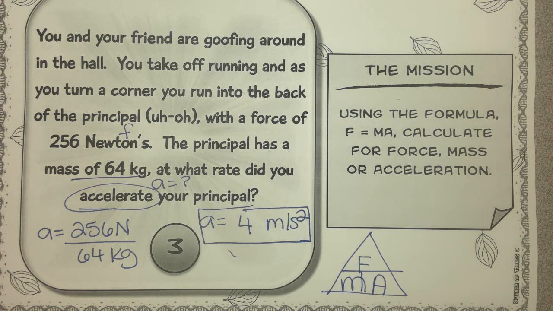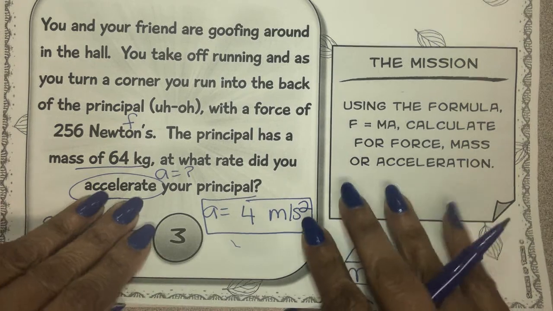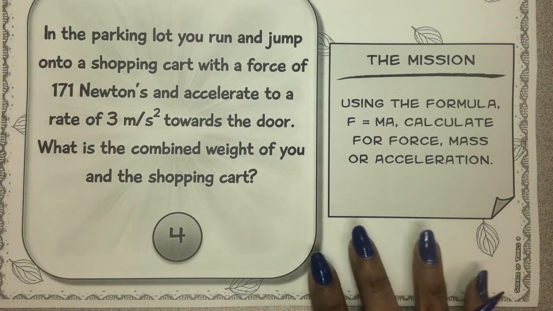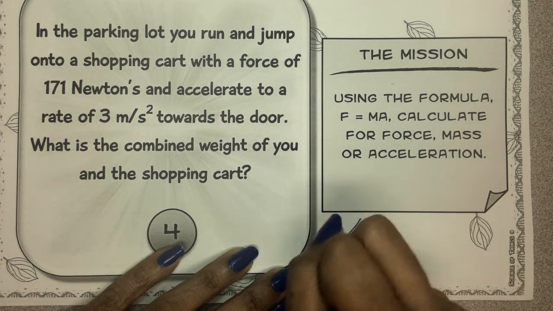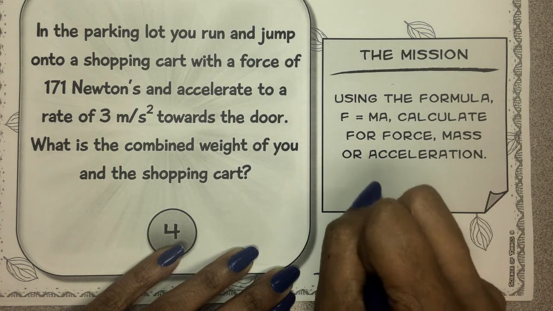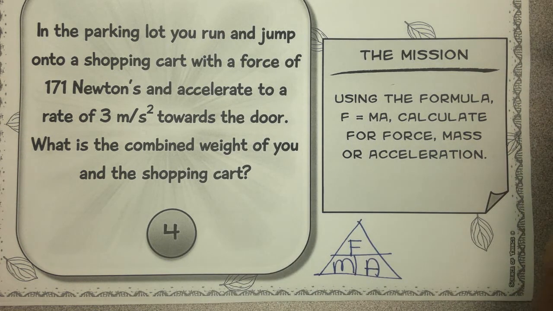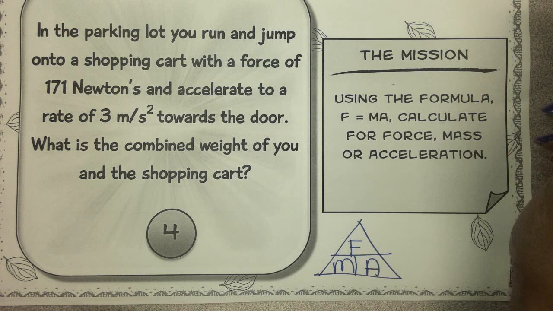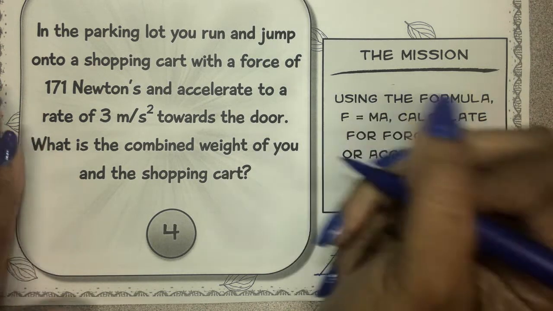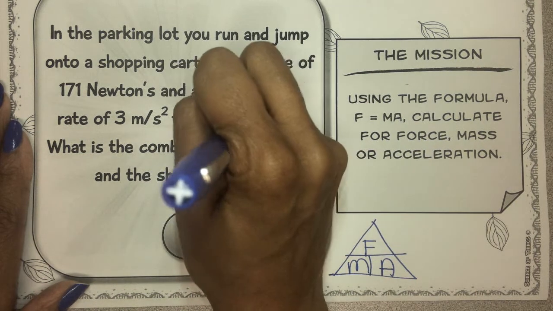Okay, I'm going to do just a few more, and that will be the end of this video. In the parking lot, you run and jump into a shopping cart with a force of 171 newtons and accelerate to a rate of 3 meters per second squared. What is the combined weight of you and the shopping cart? I don't like the fact that they're using weight, so we're going to make it mass, because that's what they're asking for.